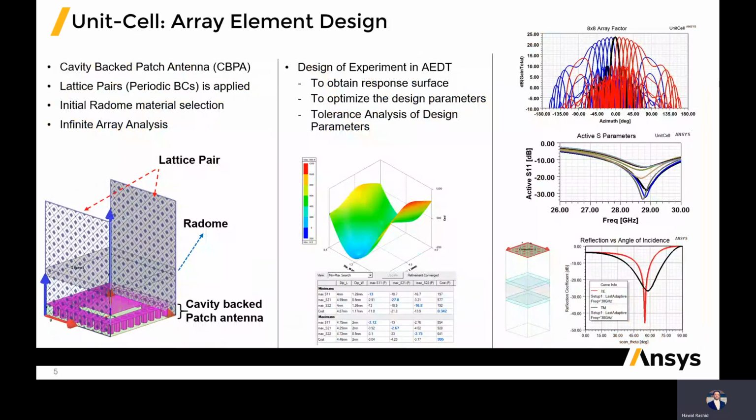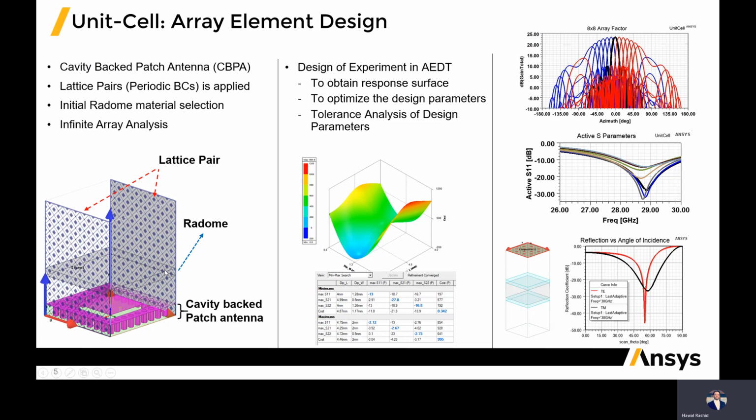So if we begin, we look at the array element design for the unit cell here. So we're at the infinite array here. So what we need is that here in the first part, we can see an antenna element. This is a cavity backed patch antenna. We see the 2 ground planes and the vias connecting them to create the cavity. We have the patch antenna here.